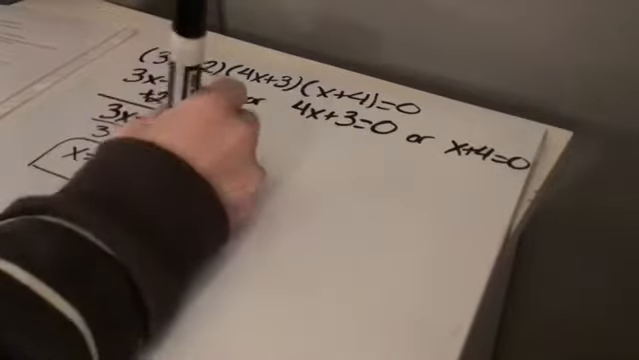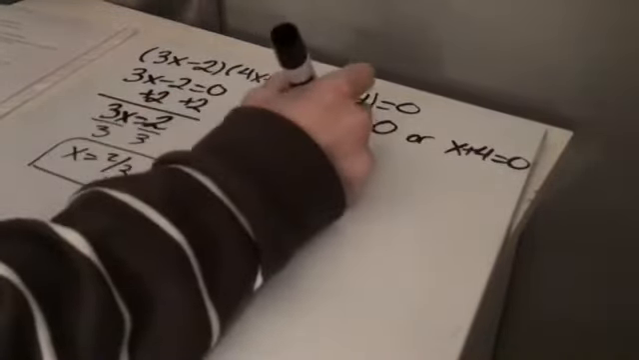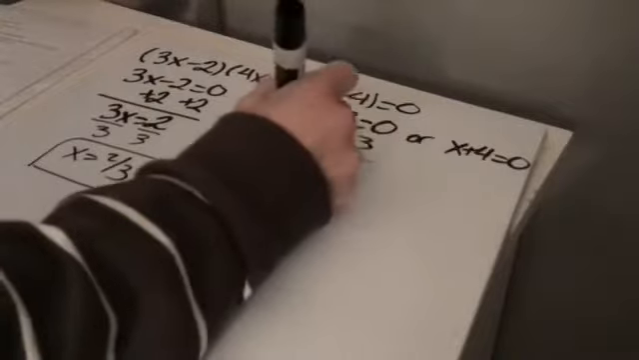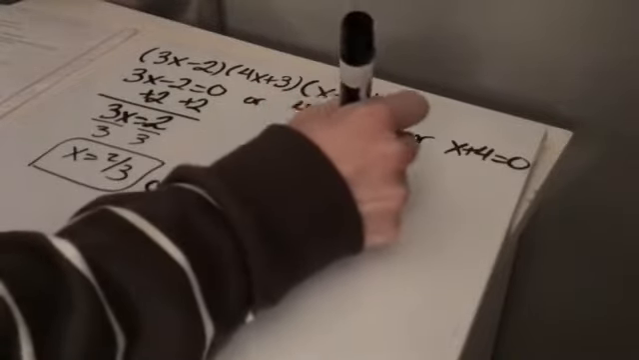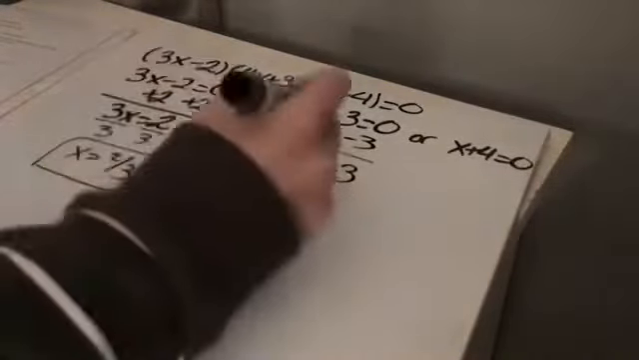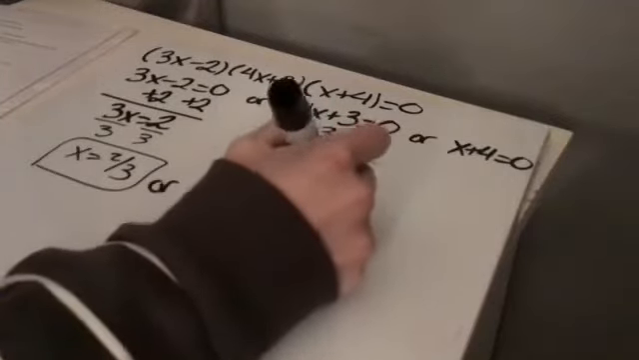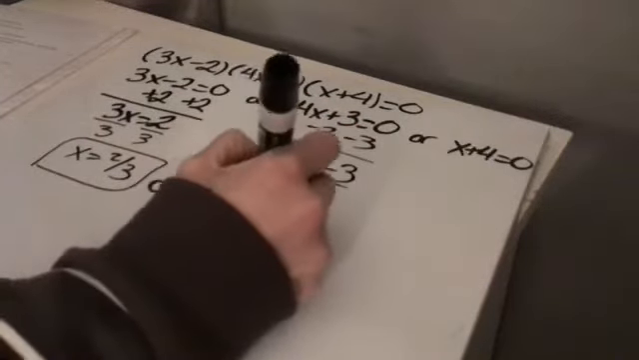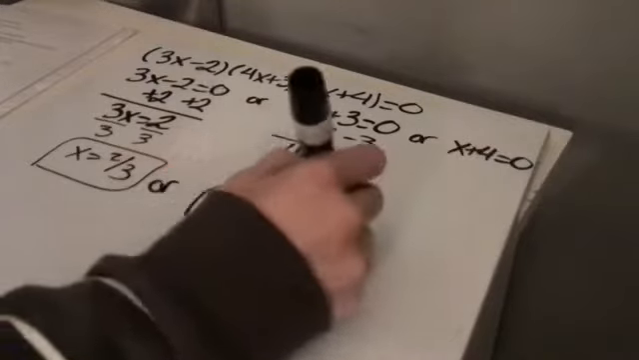Then we're going to do the next one. Solve for x. We're going to subtract 3 first. So 4x equals -3. Then we're going to divide by 4. So x equals -3/4.